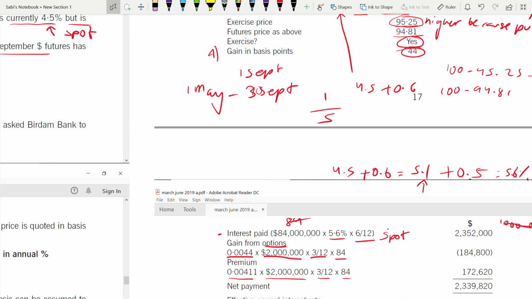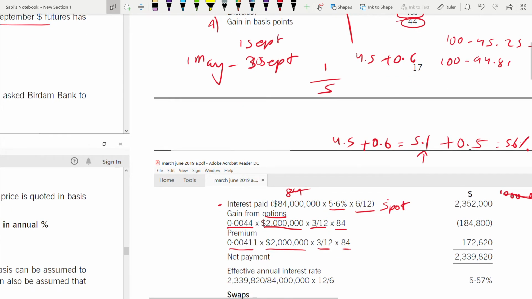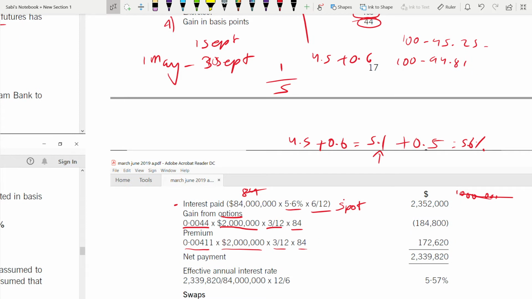Okay, so now you are getting the premium. Now if you see, addition and deduction is very important. What do you have to add, what do you have to deduct? This first one is a payment. You can even put the payment in brackets, add your gain, deduct your premium again, or you can keep it as a positive number. It does not matter.